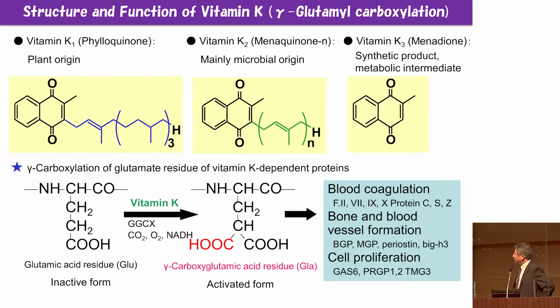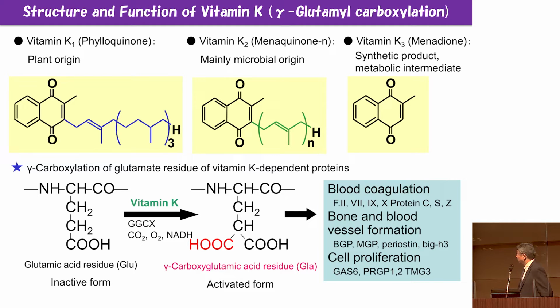A common feature of vitamin K is that it acts as a cofactor of gamma-glutamyl carboxylase for the introduction of a carboxyl group to the gamma position of certain glutamate residues on vitamin K-dependent proteins. This modified glutamate residue, called the GLA residue, is found in blood coagulation factors. If this modification is not completed, blood coagulation will not occur.